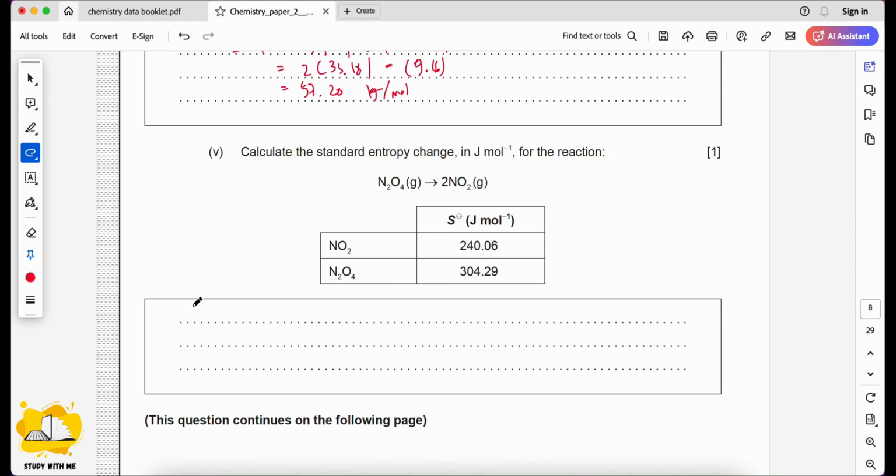Calculate the standard entropy change in joule per kelvin per mole. So delta S will be delta S of products minus reactants. Okay, so products again, 2 NO2, 2 times 240.06 minus 304.29, that would be plus 175.83 joule per kelvin per mole.